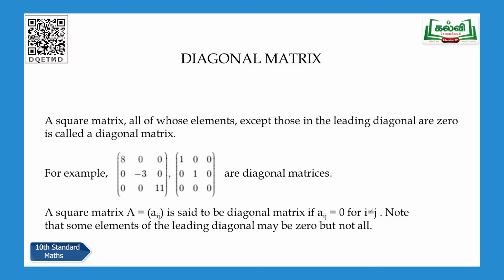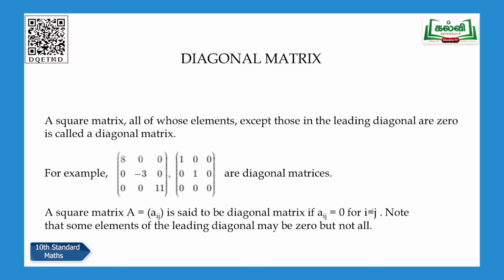For example, they have given 8, 0, 0. See that all the elements are zeros except the leading diagonal. So, a square matrix A is equal to Aij is said to be a diagonal matrix if Aij is equal to 0, if i is not equal to j.